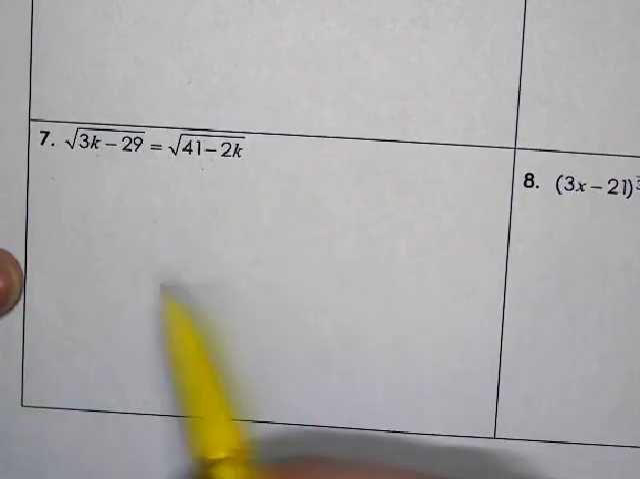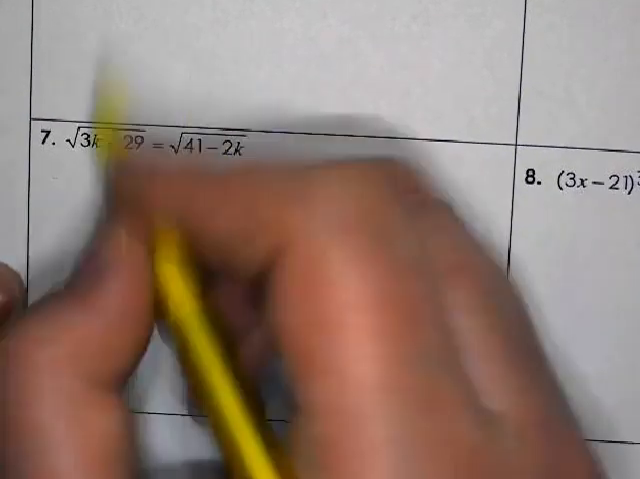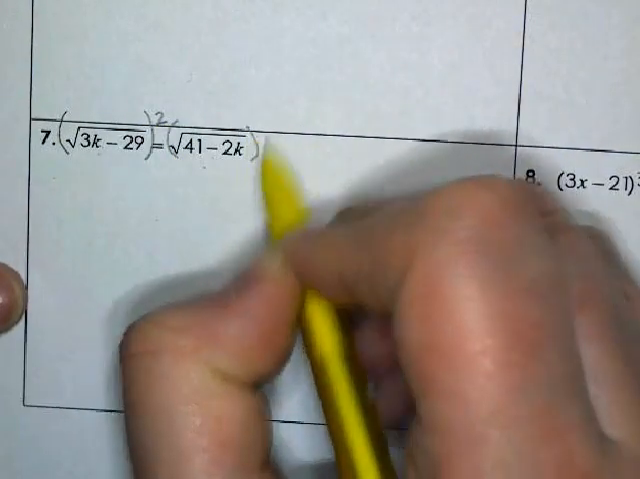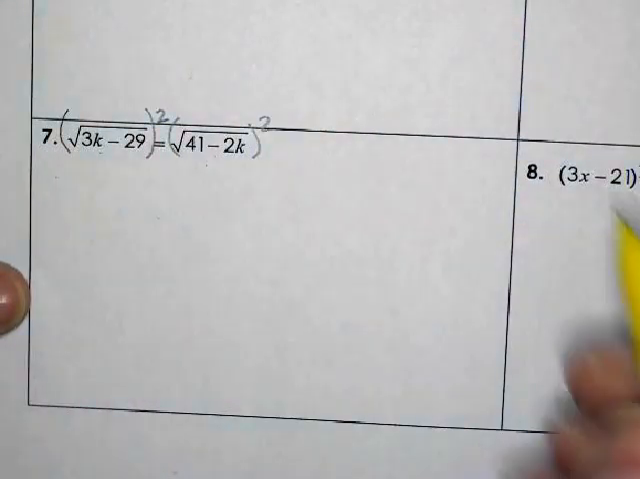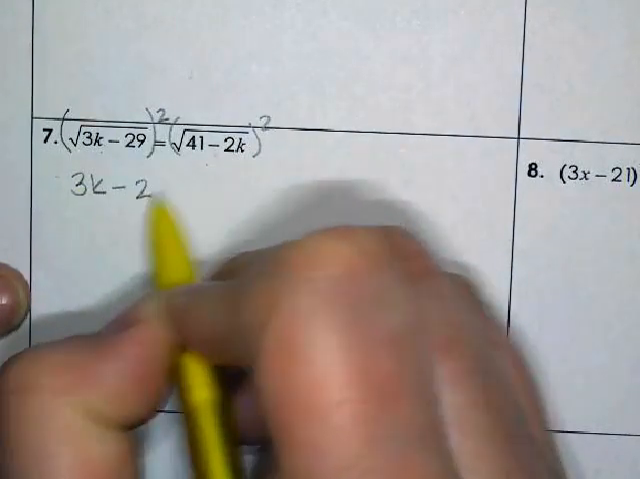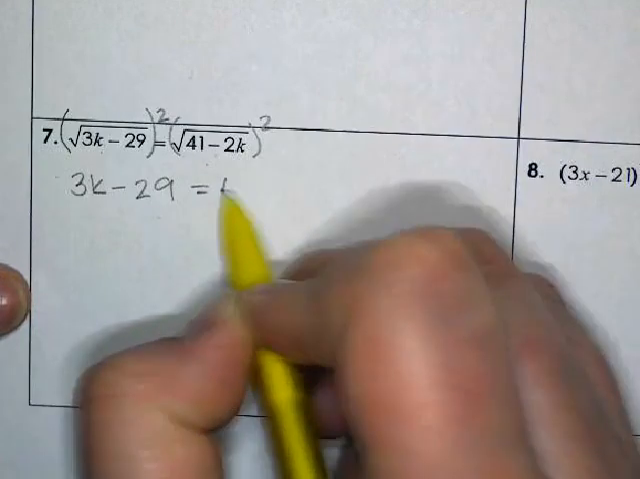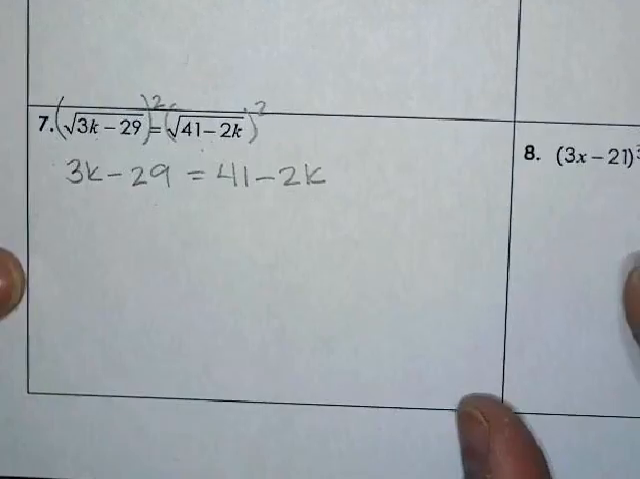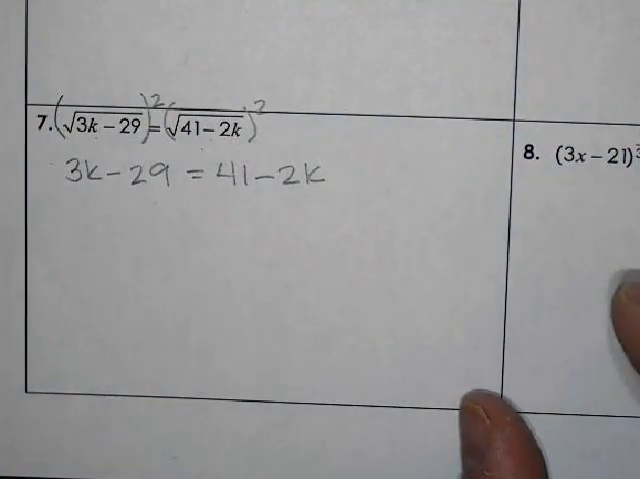Okay. So my first step is going to be to square both sides just to get rid of that radical. And so I end up with 3k minus 29 equals 41 minus 2k. And then this no longer even feels like a radical equation. Now it just feels like a normal equation. And so what should I do now to get the variables all to one side?